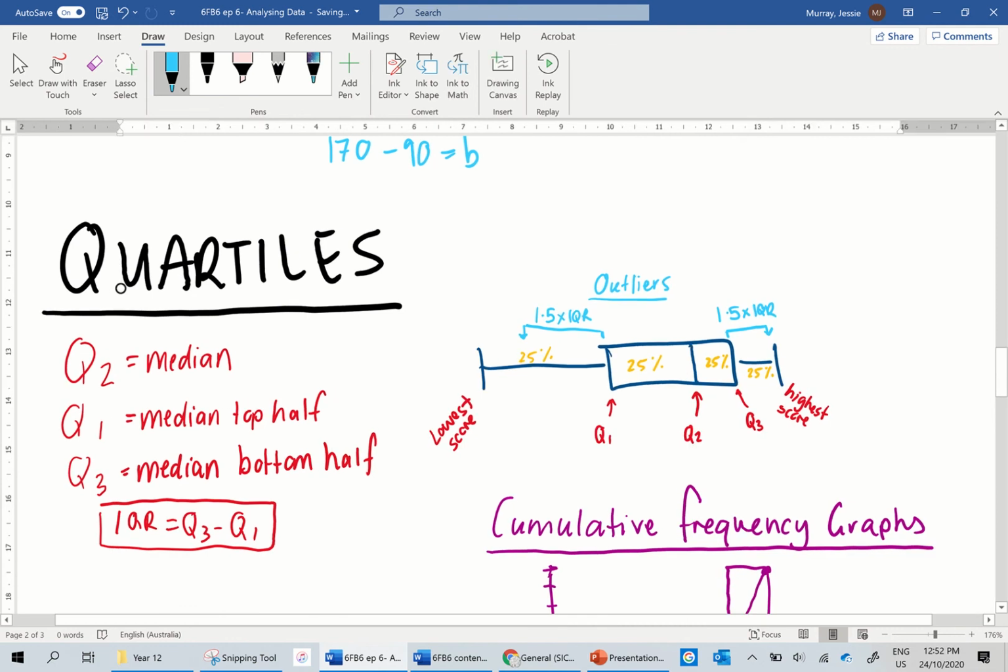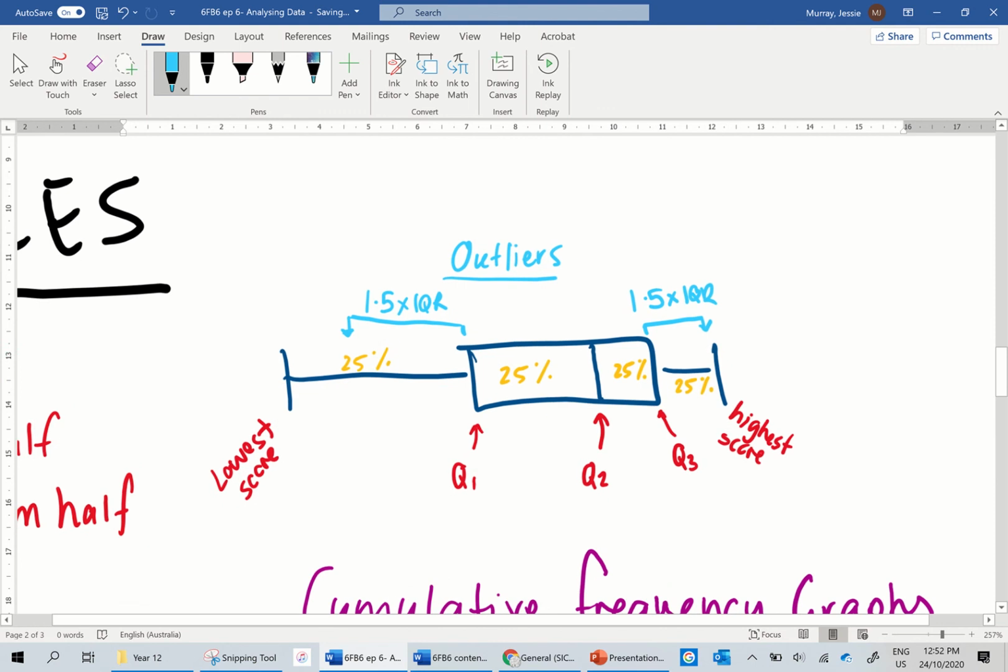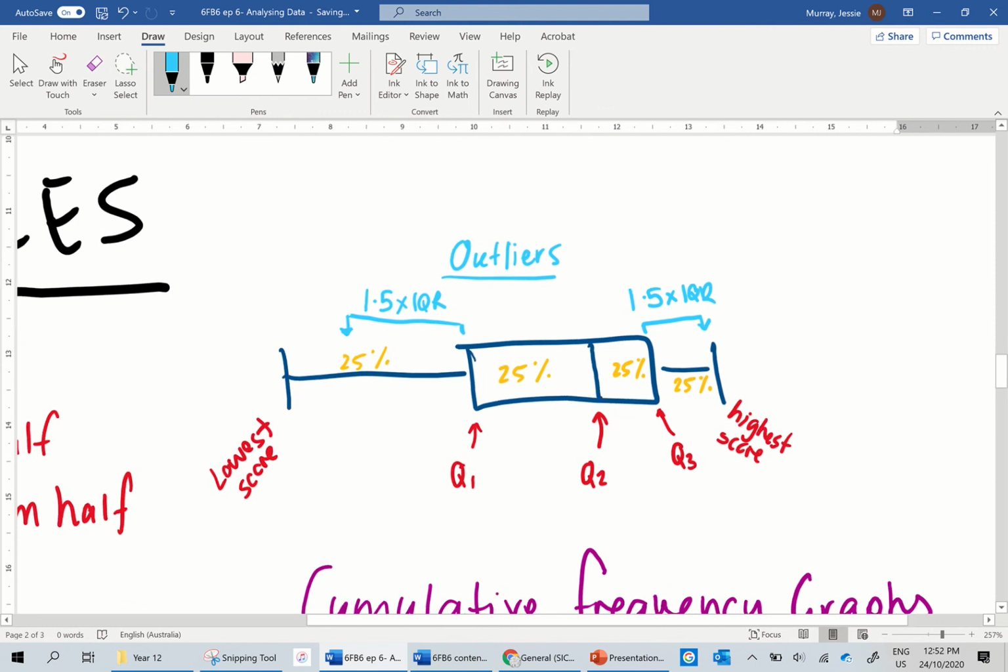Q2 is the same thing as your median. Q1 is the median of the top half, Q3 is the median of the bottom half. Inner quartile range is Q3 minus Q1. On a box and whisker plot, this is what it would look like if they ask you to construct a box and whisker plot. You got your box in the middle and your whiskers going out to it.